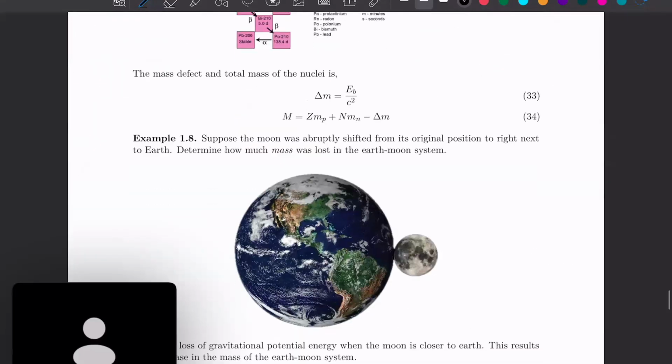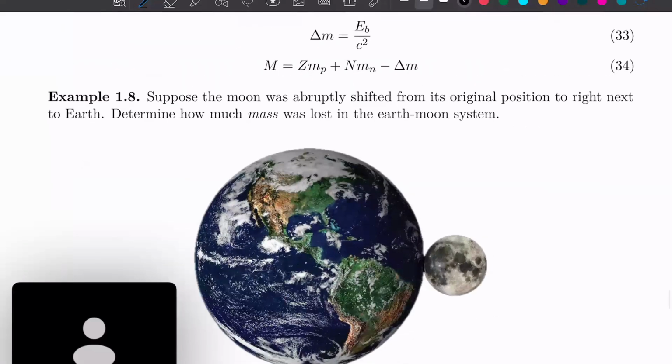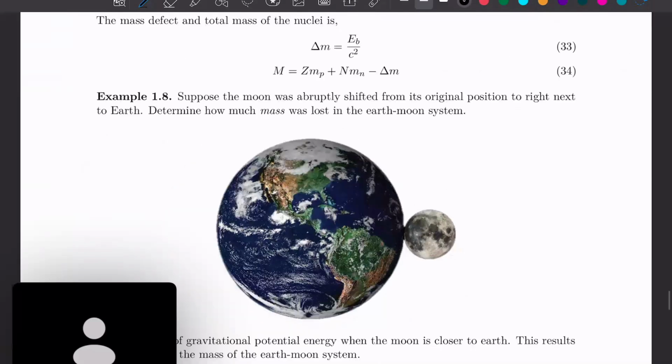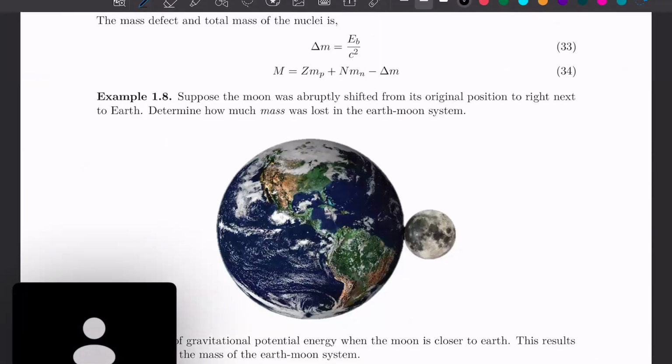So let's go to a different example. This is a very hypothetical case. Let's say we have Earth and Moon, and the Moon is very far away. If we move the Moon closer to Earth, then of course there's a decrease in the gravitational potential energy, which makes sense, right? Because the distance between the two bodies is lesser, so your potential energy has decreased.